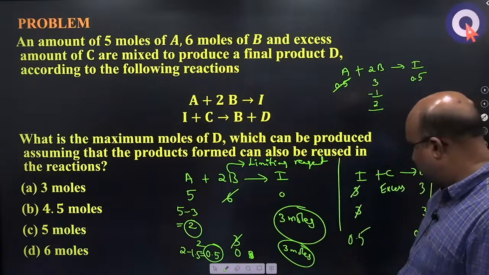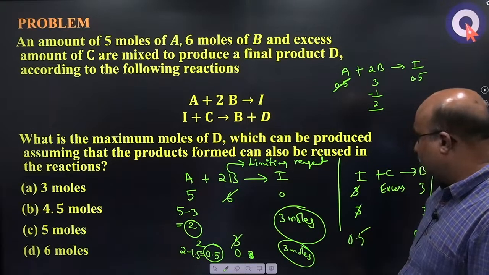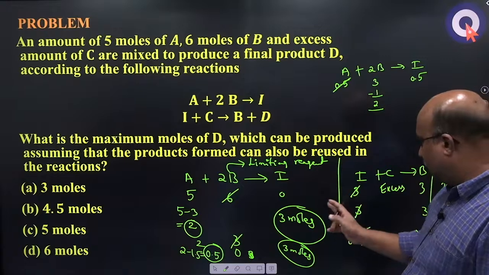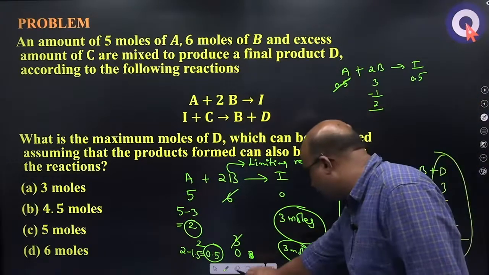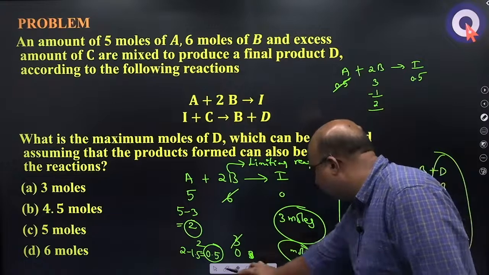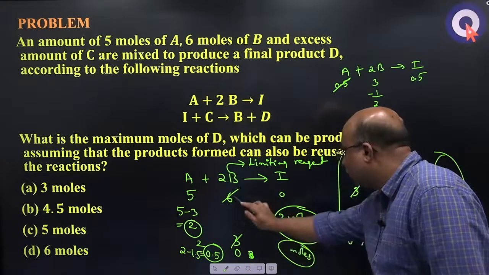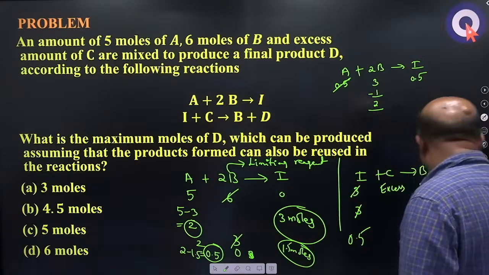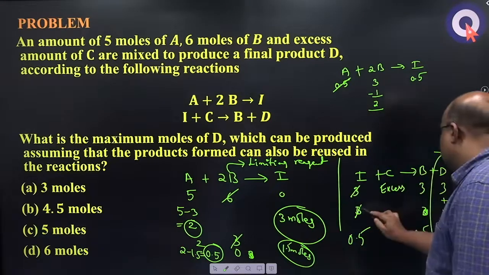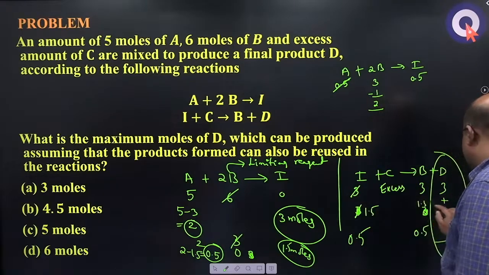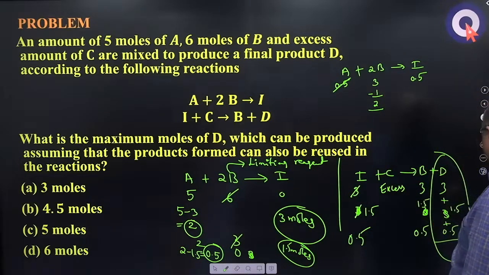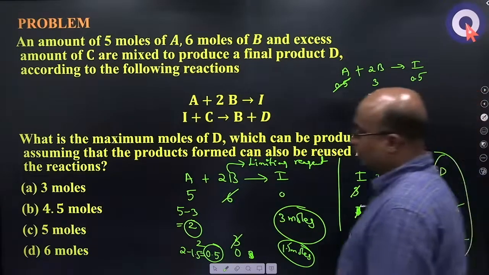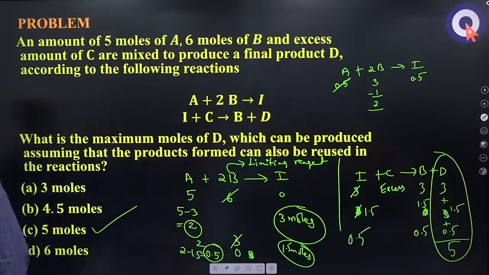What is missing? 6, you will get 3. For 3, sorry, this is wrong, what we have taken. This is not 3. For 2 we will get 1, so for 3 here we will get 1.5 only. So this part is 1.5, this is 1.5, this is 1.5. So 1.5 plus 3 plus 0.5 will be nothing but 5. Okay? Clear?